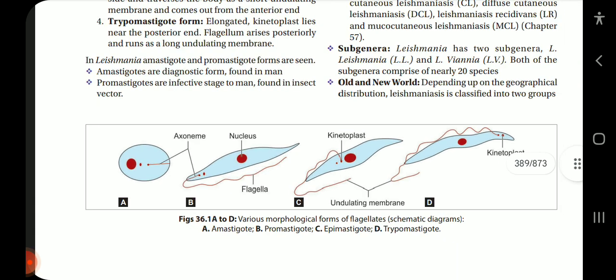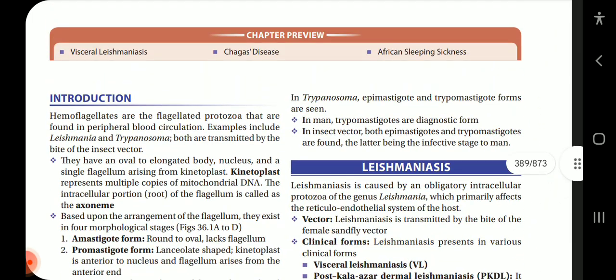In this figure, we can see the various morphological forms of flagellates. First is the amastigote without any flagella. Second, promastigote. Third is the kinetoplast containing epimastigote. And fourth is also with kinetoplast and an undulating membrane, that is the trypomastigote.